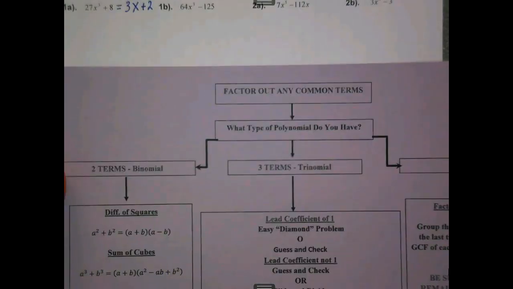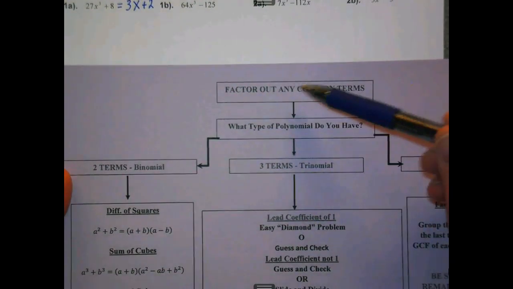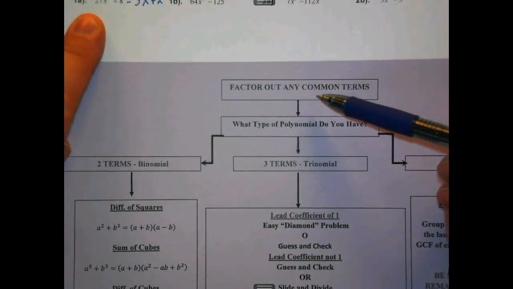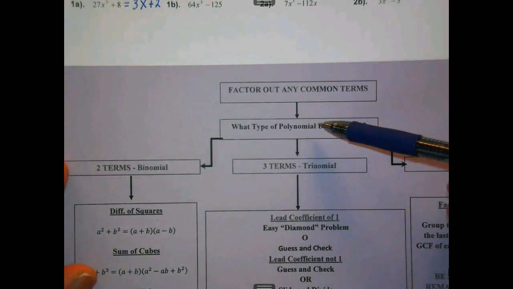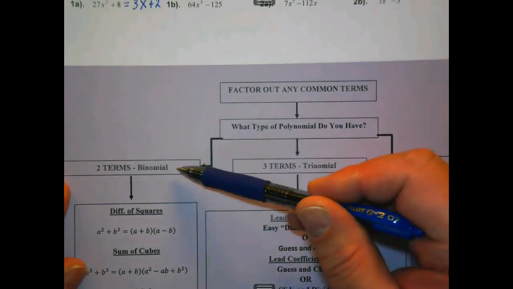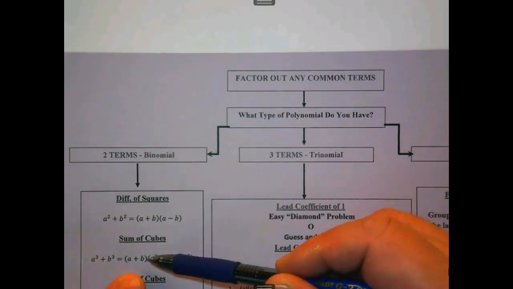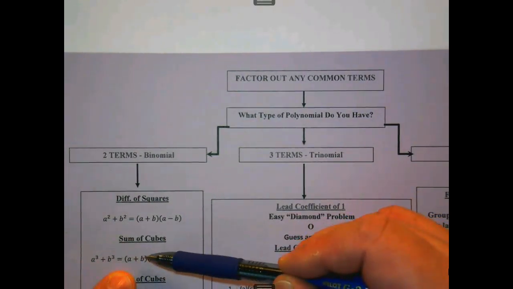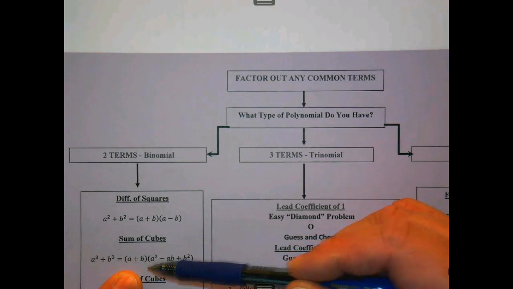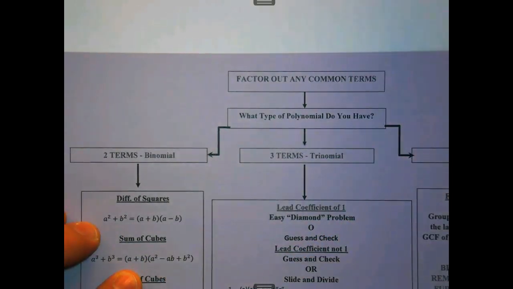Because I'm following my flow chart, factor out any common terms. There are no common terms. What type of polynomial do you have? I have a 2-term polynomial, and I know it's a sum of cubes, so I'm going to need my a and b and use this formula. So what's my a and b?